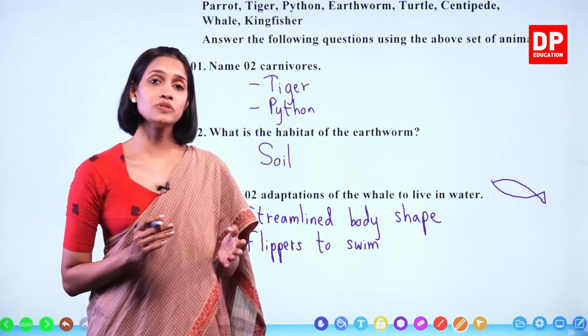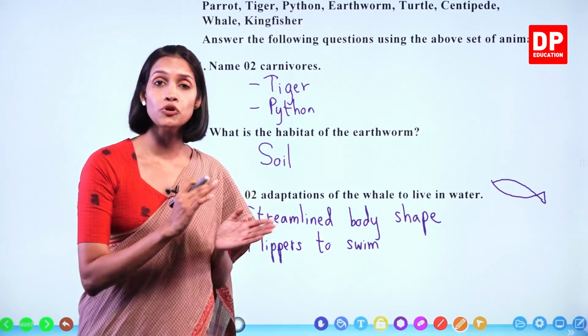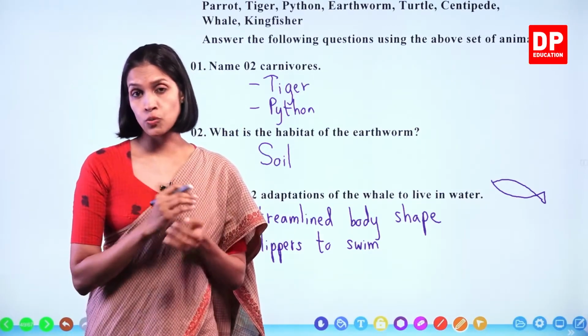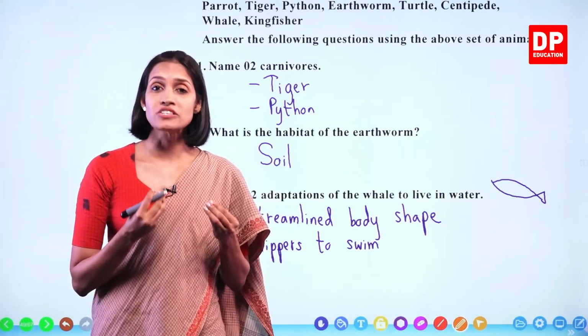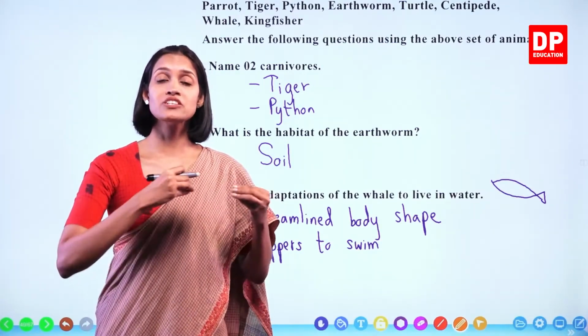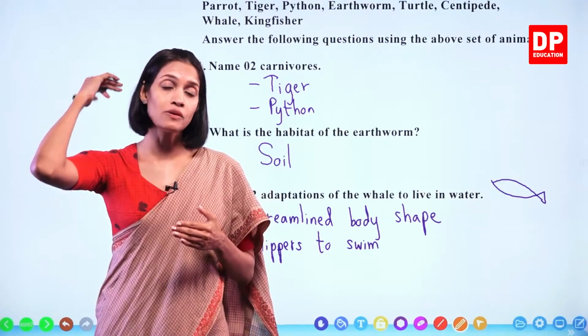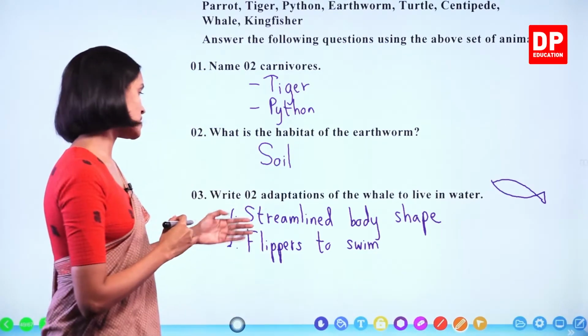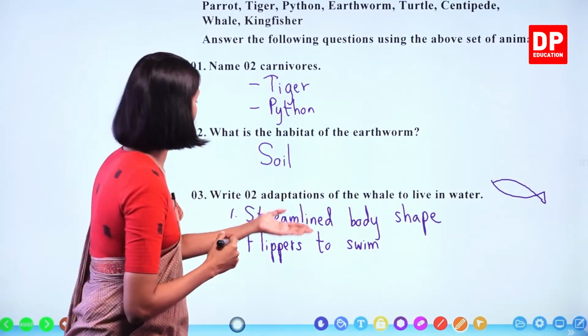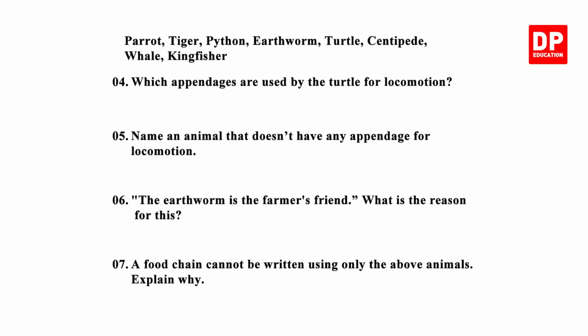Right, and at the same time, because they have to move through water, their nostrils. Now, whale is a type of mammal, right? It has nostrils, but these nostrils are changed to blowholes. Now, blowhole present on the surface of the whale. Okay, children? So, that's another adaptation, but we are asked to write only 2.